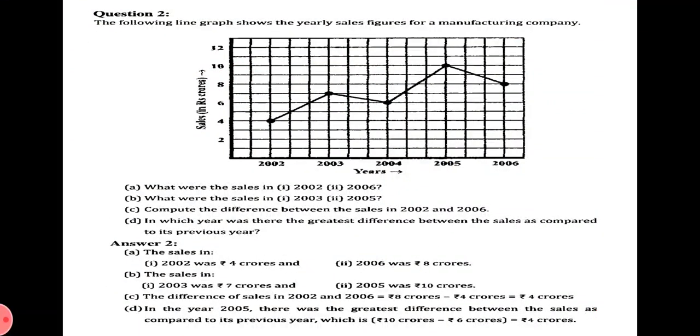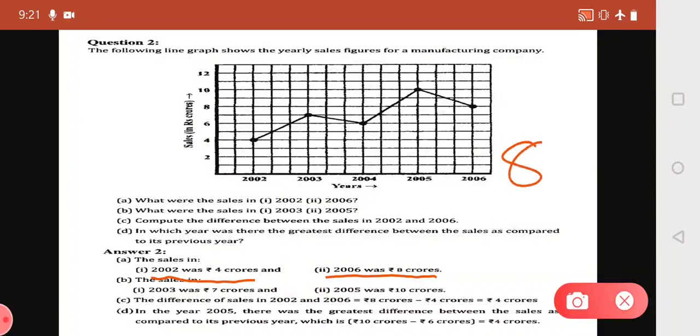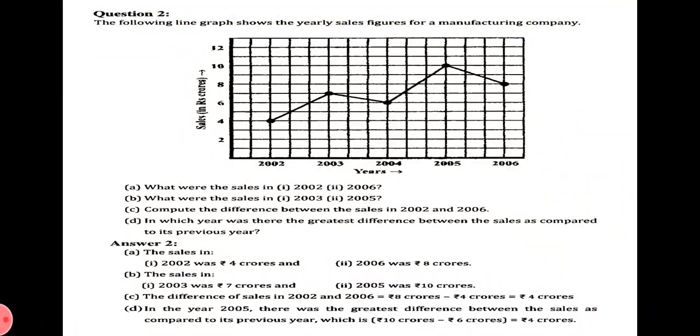Next question number C. Compute the difference between the sales in 2002 and 2006. Now we have to find out the difference between the sales of 2002 and 2006. Already in question number 1 we wrote that in 2002 we have the sale of 4 crores and in 2006 we have the sales of 8 crores. So the difference will be 8 crores minus 4 crores, that is equal to 4 crores. So the difference of sales in 2002 and 2006 is rupees 8 crores minus rupees 4 crores, that is equal to rupees 4 crores.